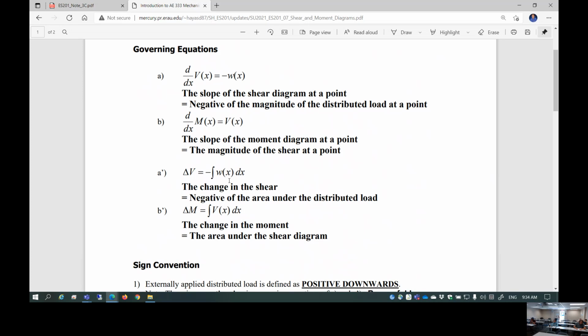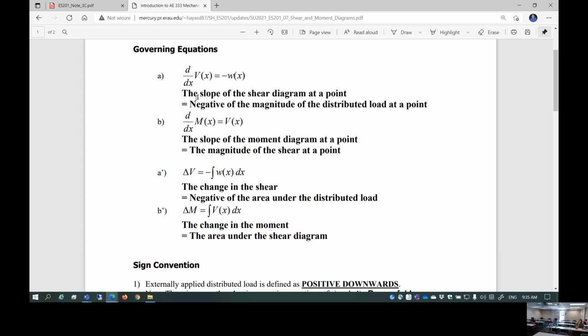Integration typically means you're going to find the area under the curve, right? Do you remember those? This is area under the curve. So we are going to look at those details, so please don't miss those concepts. If you don't understand the concept, trying to memorize it is impossible. It's impossible to draw a shear moment diagram, and the shear moment diagram is the starting point of solid mechanics.